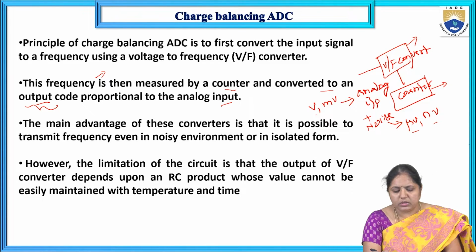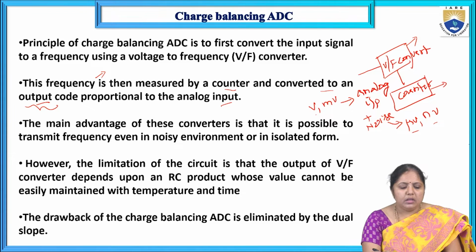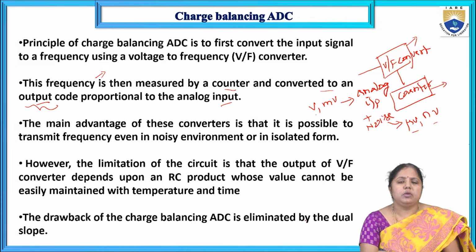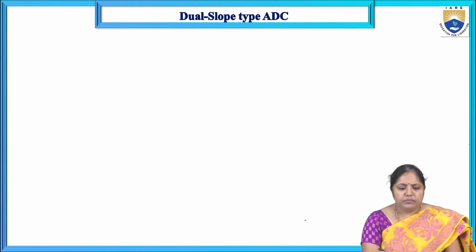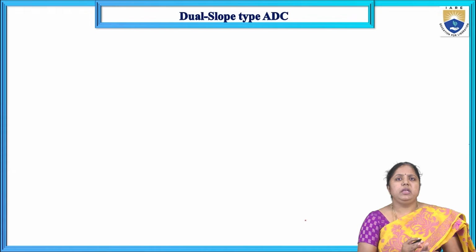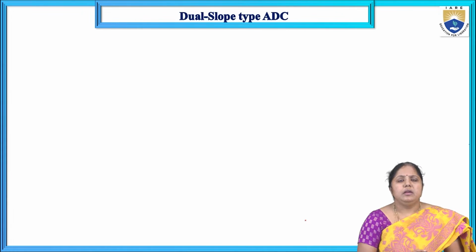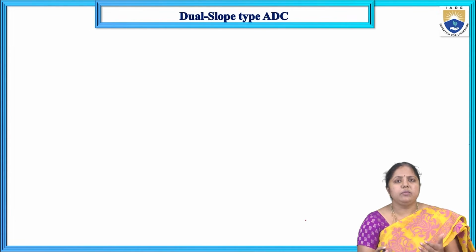This is the main limitation of this charge balancing type of ADC. Okay, so next, to overcome this drawback of the charge balancing type of ADC, we go for the next type of ADC, the dual slope ADC. The name itself is telling: dual slope ADC. Two times we are getting the slope curve.